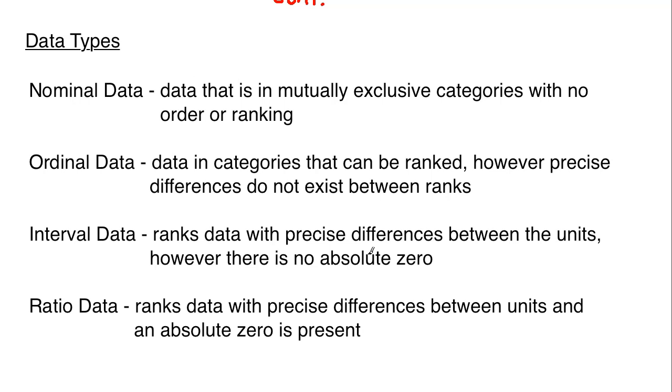So the next one is interval data. Interval data is going to rank data with precise differences between units. However, there is no absolute zero that will be present when we look at interval data. So some examples here could be things such as the IQ scale, which does not have an absolute zero, but is relative based on the results.